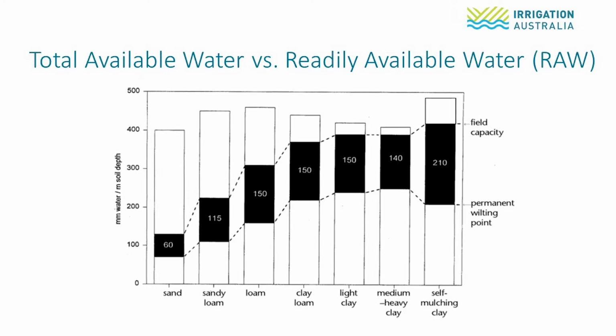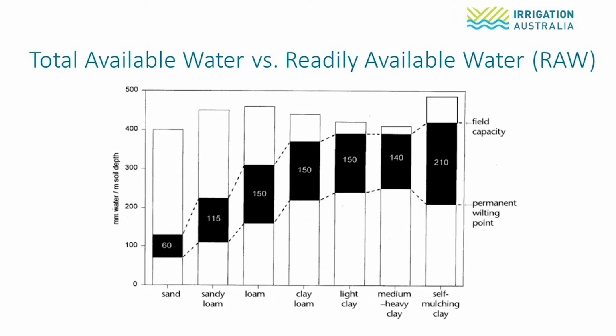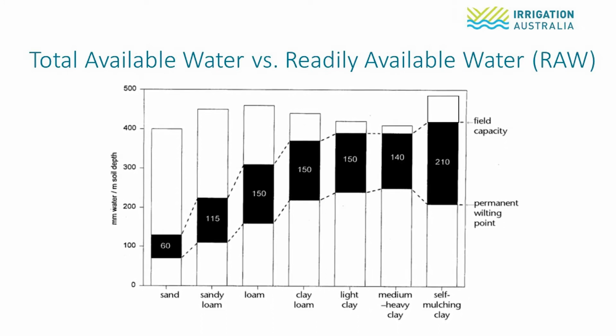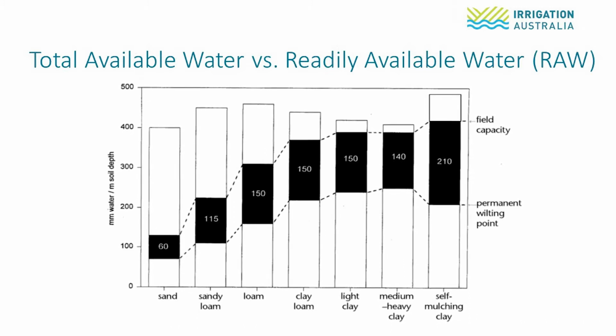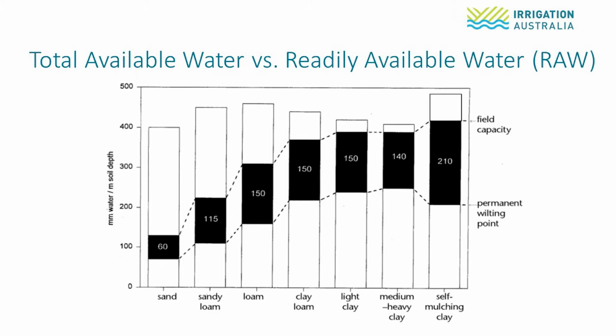Total available water versus readily available water relates to the difference in the total amount of water being held in the soil against the amount that is readily and easily available to plants and crops. Factors such as the depth the water is held at and how readily the water is released to the plants all have a bearing on the readily available water.